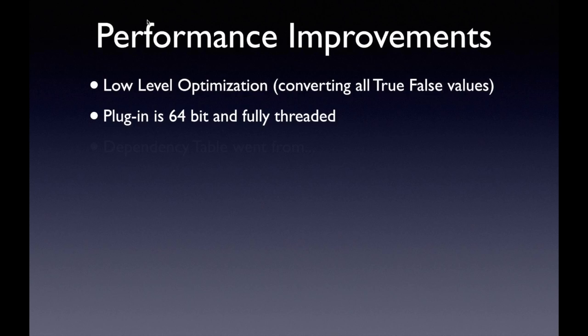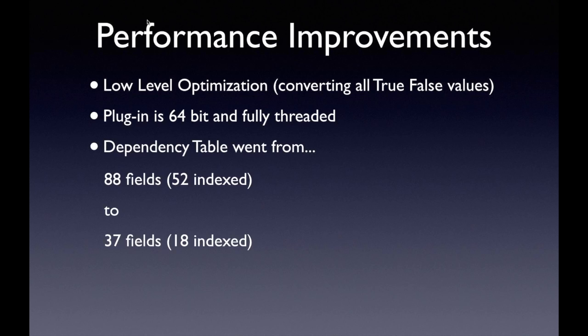The plugin is 64-bit in this version, even though FileMaker is not 64-bit. So we run a separate process in 64-bit mode. The plugin is able to use a lot more memory and can parse really large files. And we'll show a demo of that.